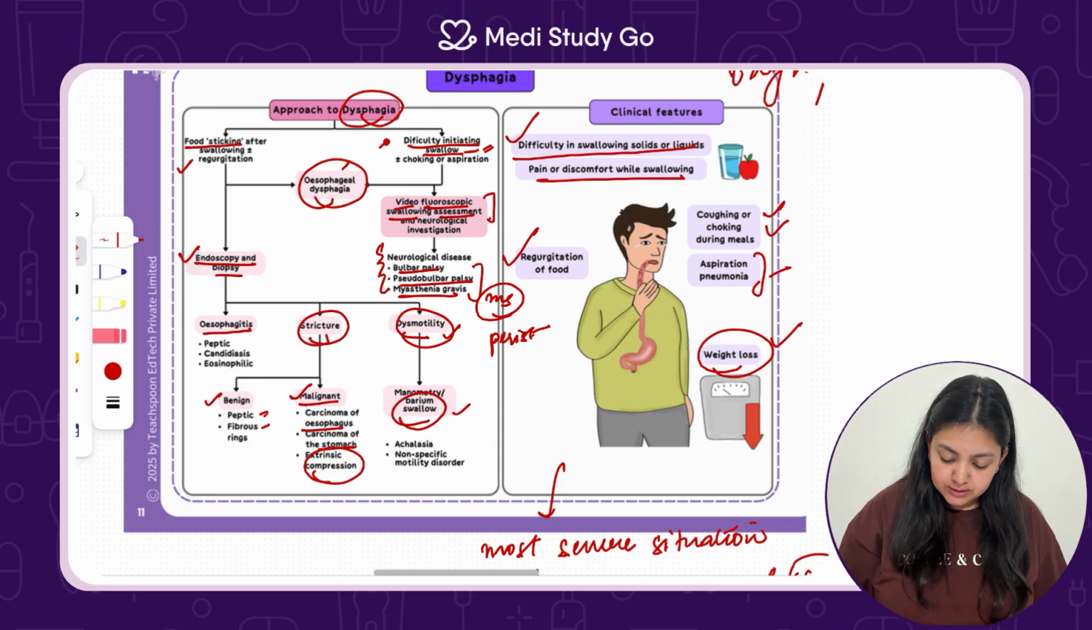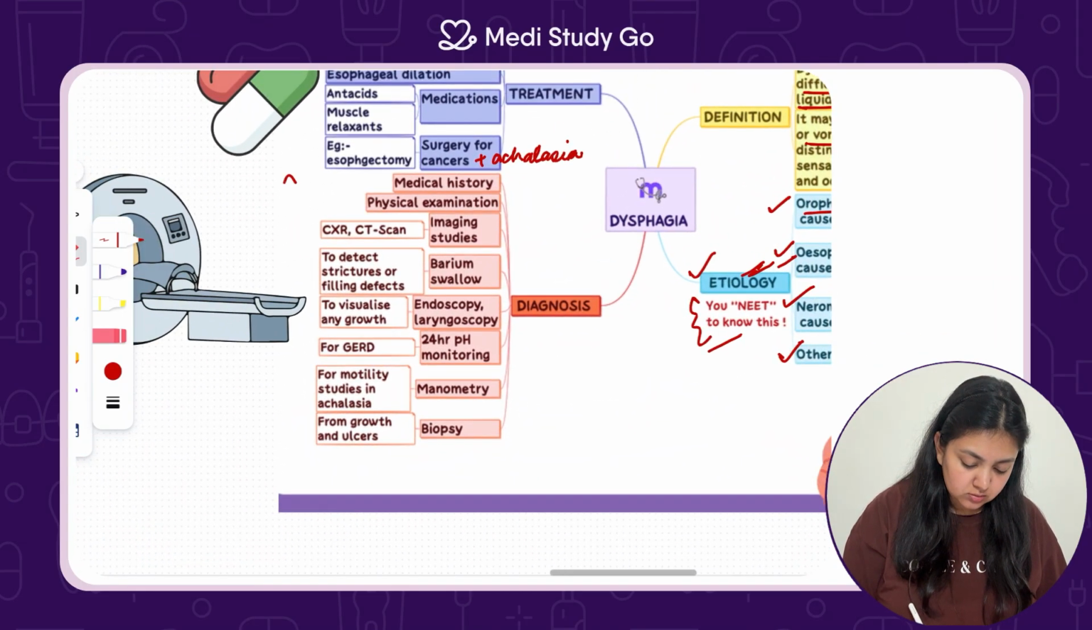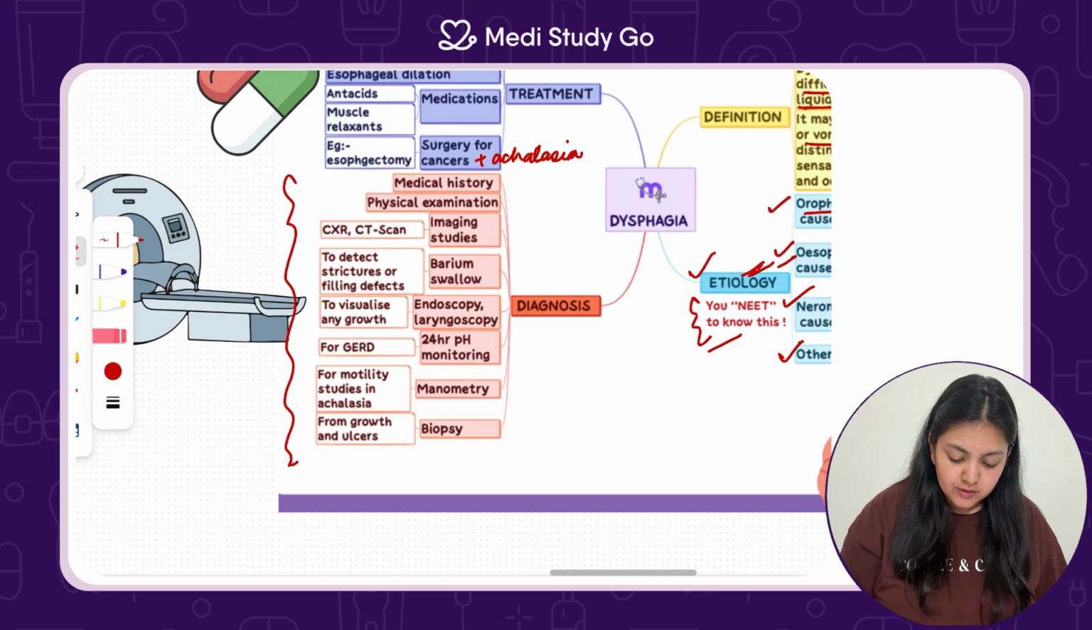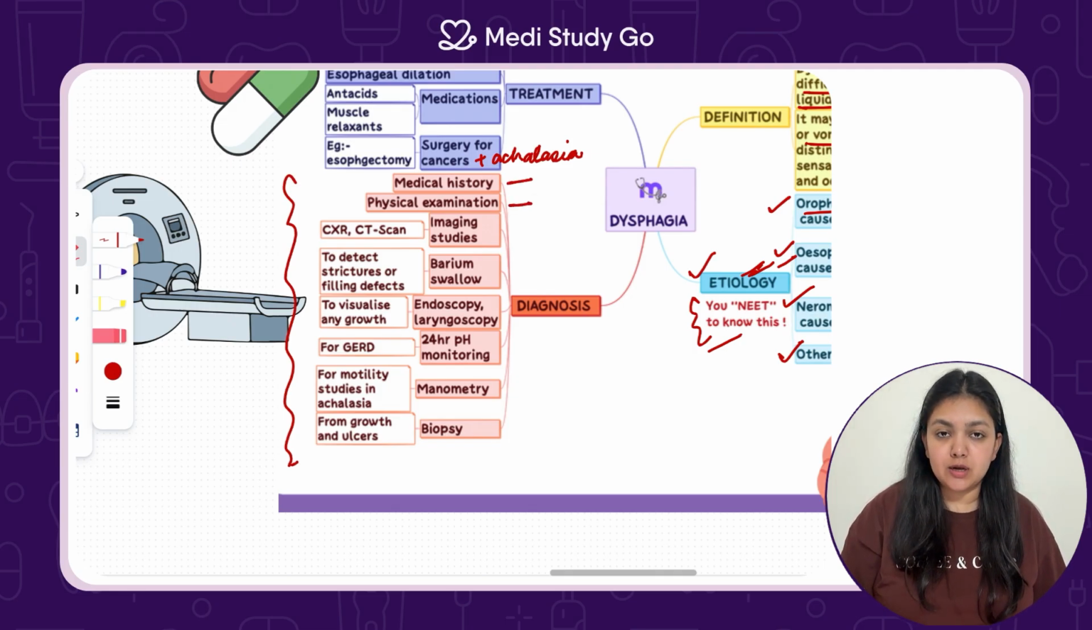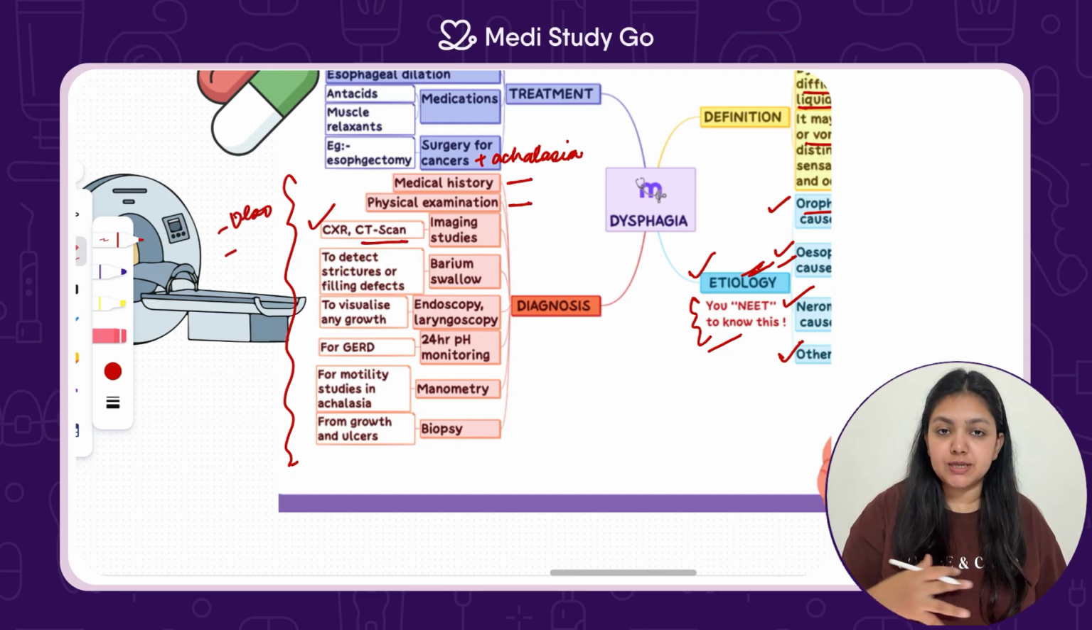Now, after you've done the investigation part, we need to do some tests also to confirm our symptoms. First and foremost is medical history and physical examination to check for the patient's weight loss, anemia, fatigue, dyspnea, dysphagia, what all is happening. You need to note that down. Second, you need to take a chest x-ray and a CT scan because sometimes there can be a problem in the esophagus or there can be a problem in the chest organs like lungs and the heart, which can compress the esophagus and cause dysphagia.